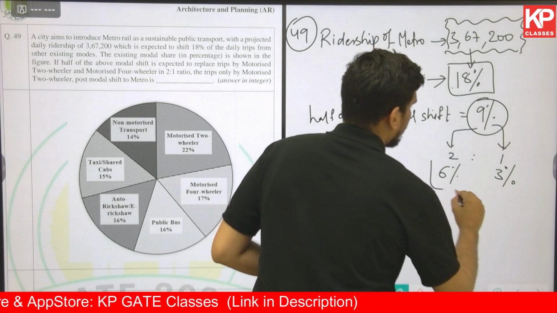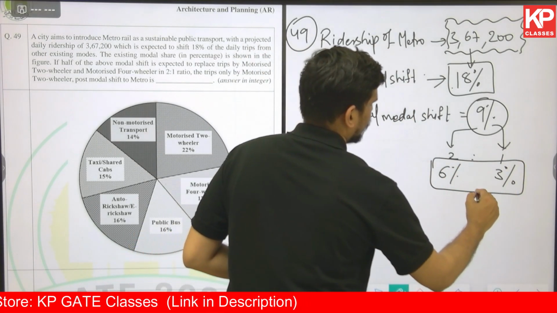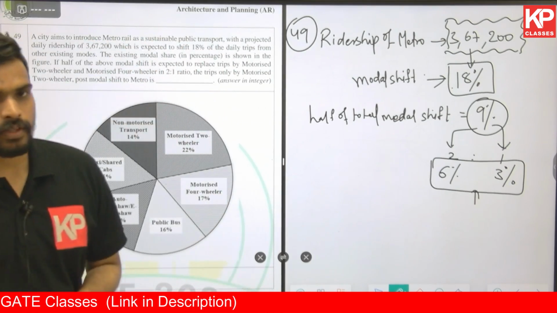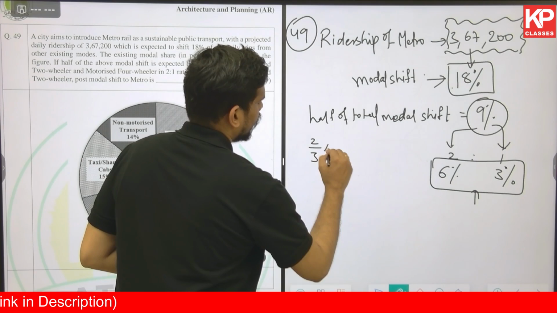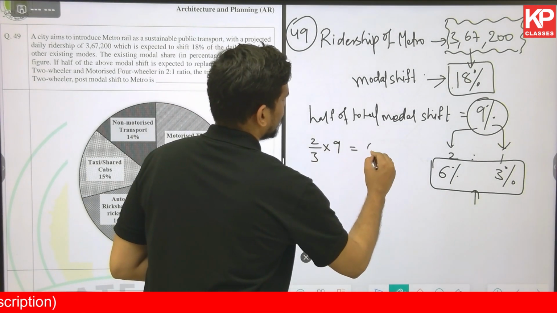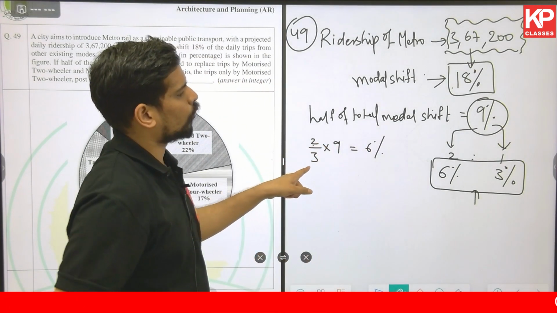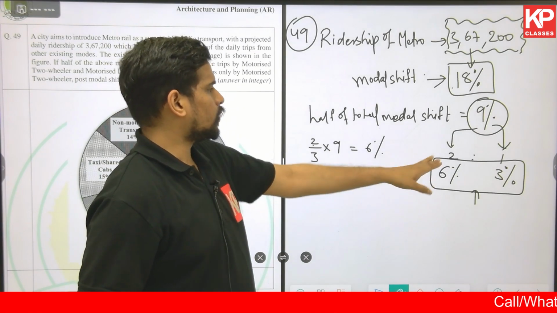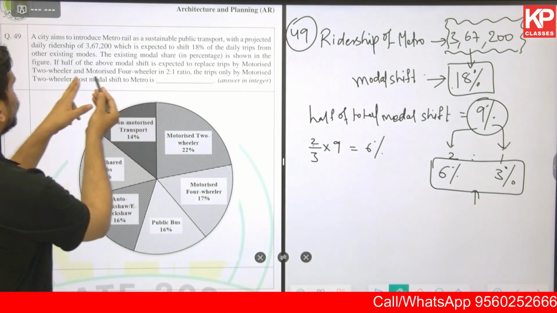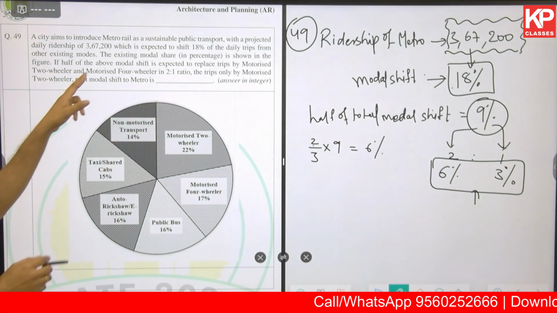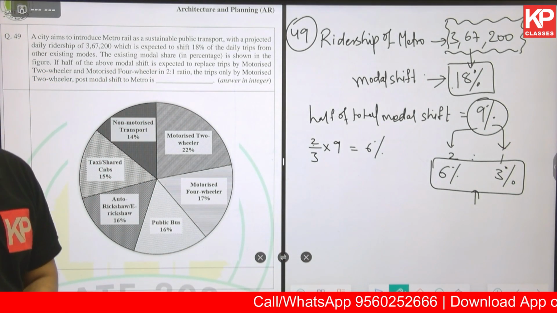How can you divide 9% into two parts and one part? 6 is to 3, right? That's the ratio. So it's basically like this: 2 by 3 into 9. That will basically be 6%. Two parts out of total three parts, that will be 6%. So this is the modal shift from two-wheeler. They're saying two parts is from two-wheeler, one part is from four-wheeler.